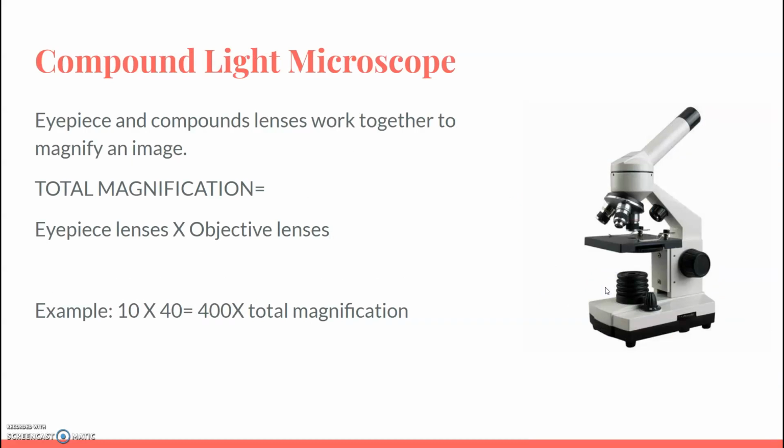When we talk about our microscopes, we talk about total magnification. For that, we take your eyepiece lenses and multiply them times your objective lenses. So let's say our eyepiece magnified 10 times and our objective lens magnified 40 times. Well, 10 times 40 times is a total magnification of 400 times. So whatever we are looking at underneath that microscope would appear 400 times larger than it actually is.